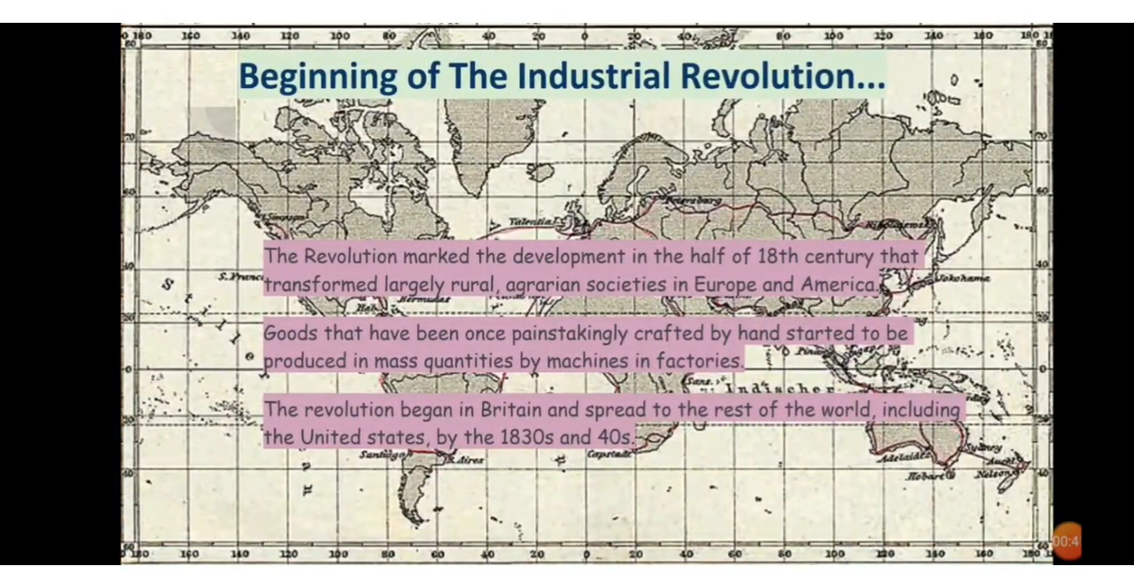The beginning of the Industrial Revolution. The revolution marked the development in the first half of the 18th century that transformed largely rural agrarian societies in Europe and America. Goods that had once been painstakingly crafted by hand started to be produced in mass quantities by machines in factories. The revolution began in Britain and spread to the rest of the world, including the United States, by the 1830s and 40s.